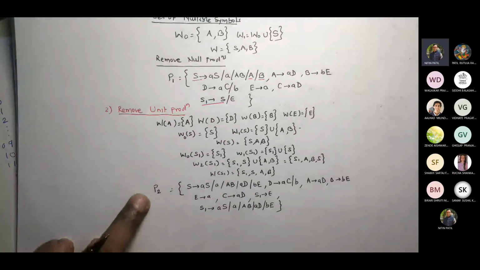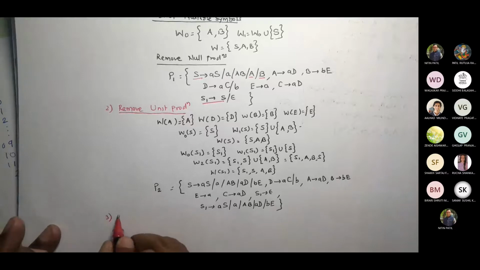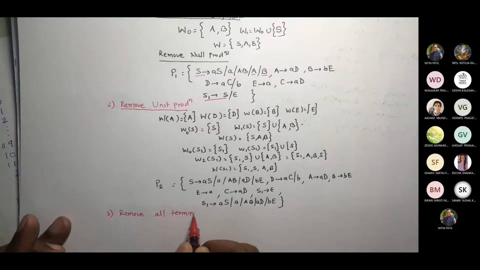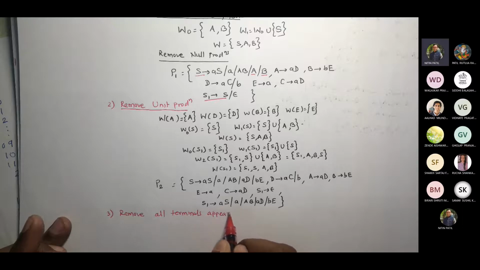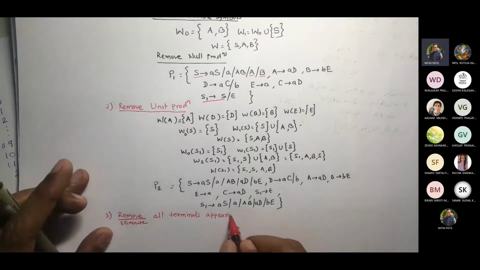Okay. So now what was the next step? We removed null productions, we removed unit productions. Now we have to replace all terminals appearing along with variables on the right side. So the third step is to eliminate terminals. What terminology did we see? Do we say remove or some other terminology? So you can say eliminate. If you recall, I wrote eliminate. Eliminate terminals appearing on RHS.